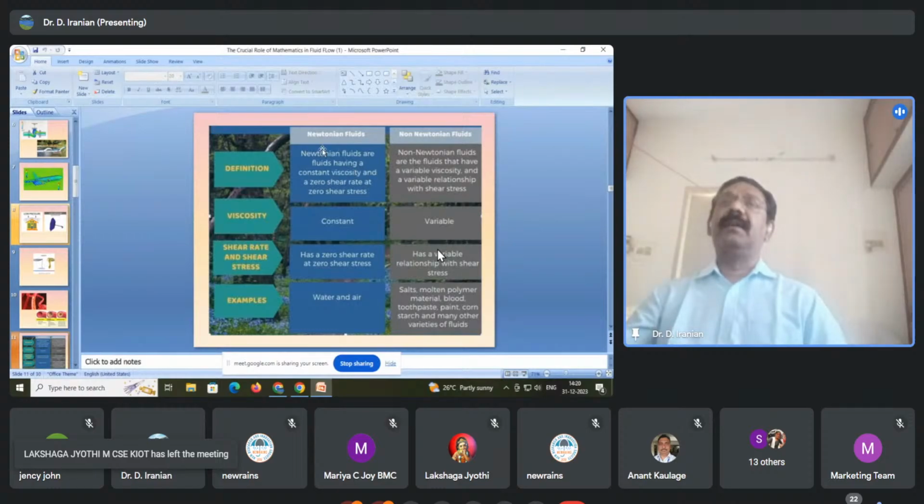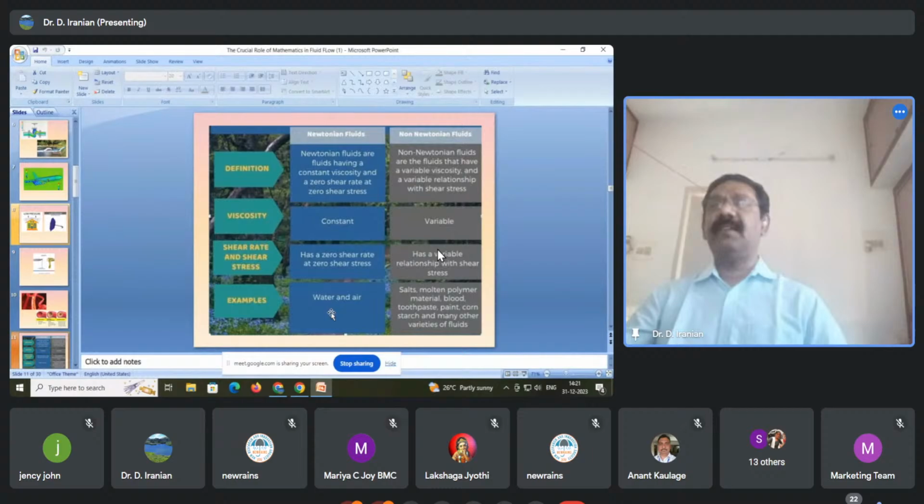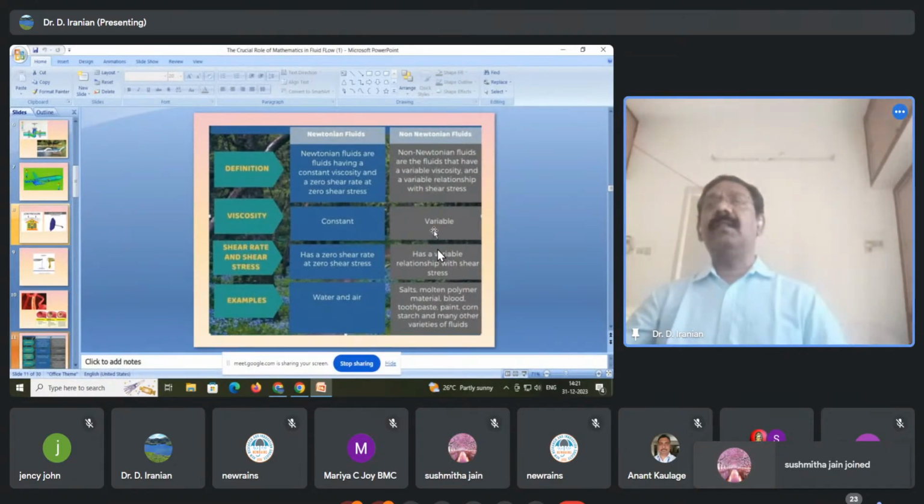Newtonian fluids are named after the mathematician Newton. In these, the viscosity is constant. Constant means not variable, it is fixed. That kind of fluid is called a Newtonian fluid. What are examples of Newtonian and non-Newtonian fluids? Examples of Newtonian fluids are water and air. In water, viscosity is constant, no change at all, unless it is disturbed. And similarly, salts, polymer materials, blood, toothpaste, paint: in these, the viscosity is different, it is actually variable. So this kind of flow is called non-Newtonian fluids.